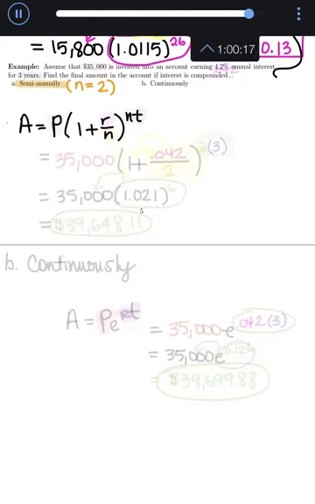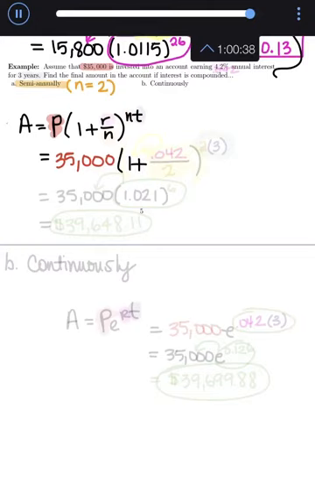nt. Well, we already said what the principal was. The principal P is $35,000. That's what you're starting out with. So let's go ahead and plug that in. $35,000 times your 1 plus, that stays the same always.